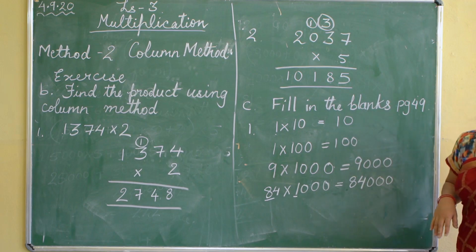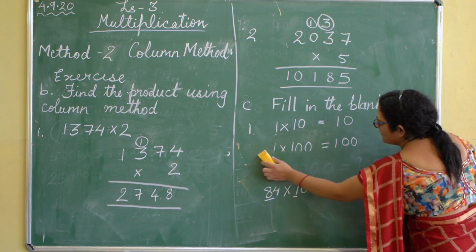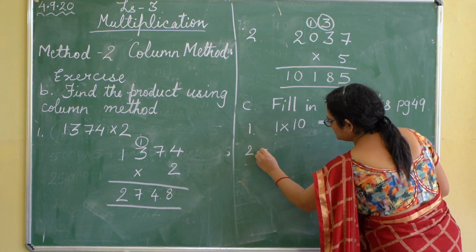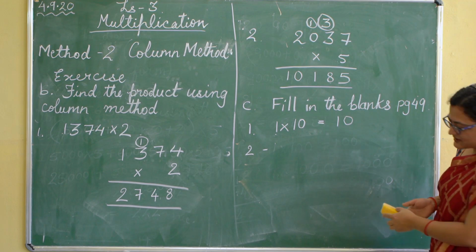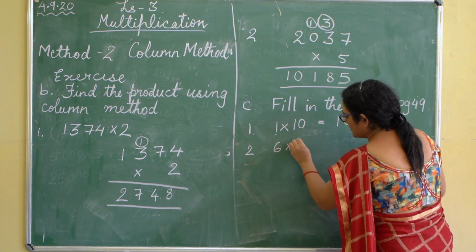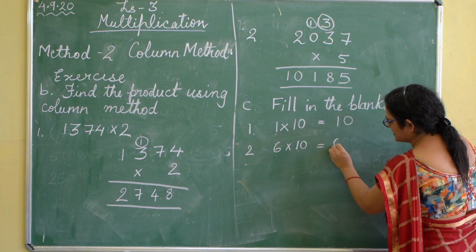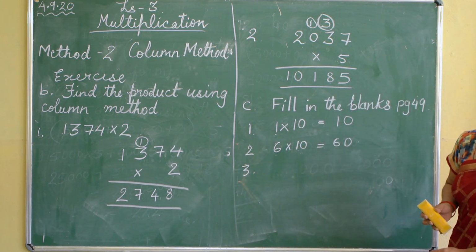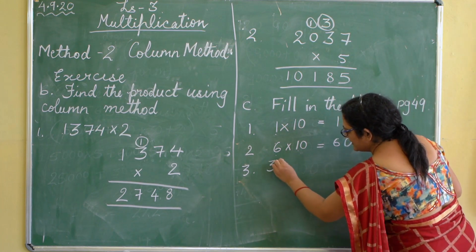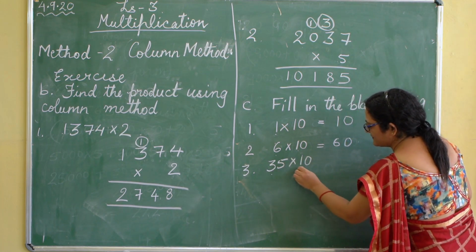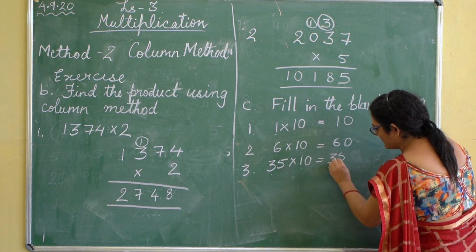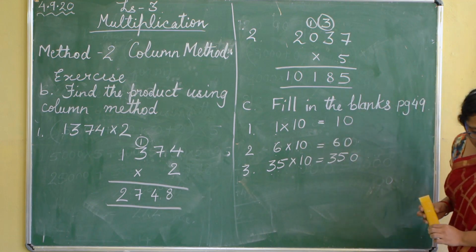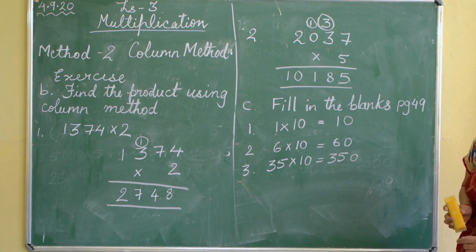So now we will fill the blanks. First one I have done. 1 multiplied by 10, that is 10. Second, 6 multiplied by 10. 6 ones are 6, how many zeros? 1 zero. Same way, third one: 35 multiplied by 10. 35 ones are 35. How many zeros? 1 zero.